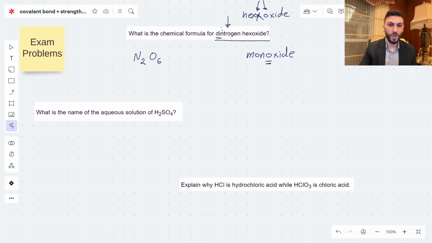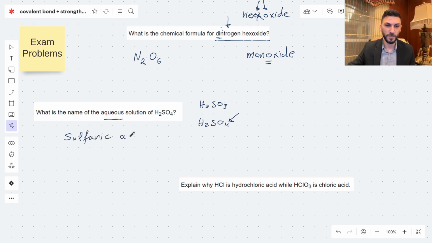What is the name of the aqueous solution of H2SO4? Don't forget that we have H2SO3. We need to memorize these two formulas. And we have H2SO4. Because this one has higher oxygen, so we're going to use the IC. And because it's an oxyacid, we don't start with the hydro. So it's going to be sulfuric acid.